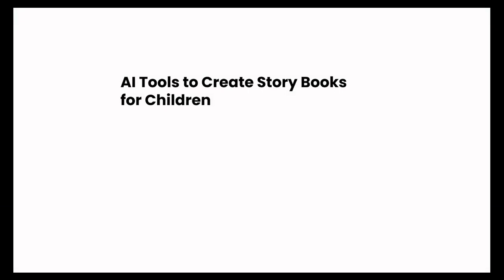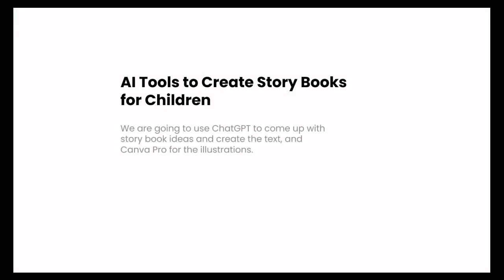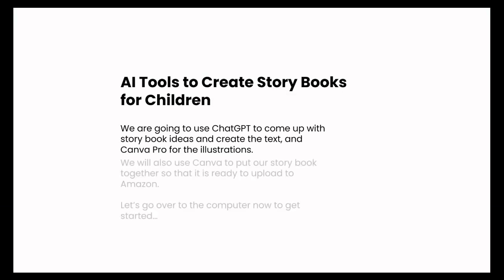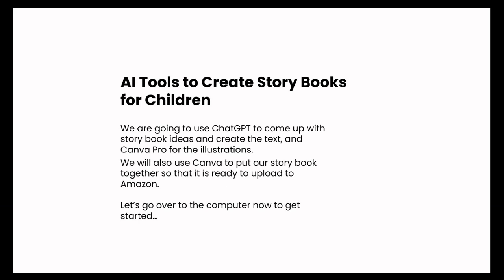AI tools to create storybooks for children. We are going to use ChatGPT to come up with storybook ideas and create the text, and Canva Pro for the illustrations. We will also use Canva to put our storybook together so that it is ready to upload to Amazon. Let's go over to the computer now to get started.